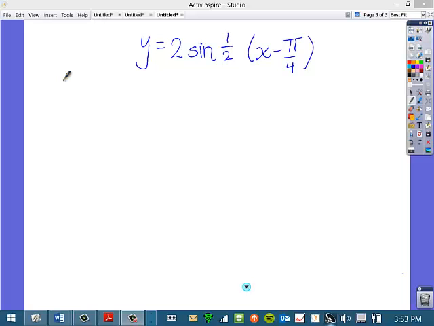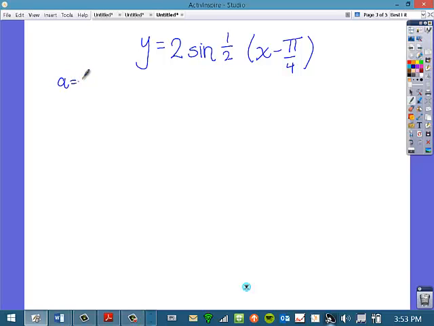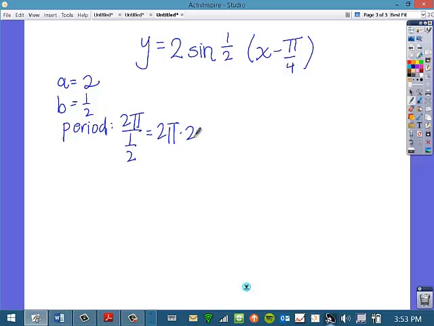Alright, our next example is y equals 2 sine 1/2 times x minus 4. So our amplitude is 2. B is 1/2, so our period is 2 pi over 1/2, which is 2 pi times 2, which is 4 pi. Meaning our pieces are each going to be 4 pi divided by 4, which is pi. So each piece will be pi.